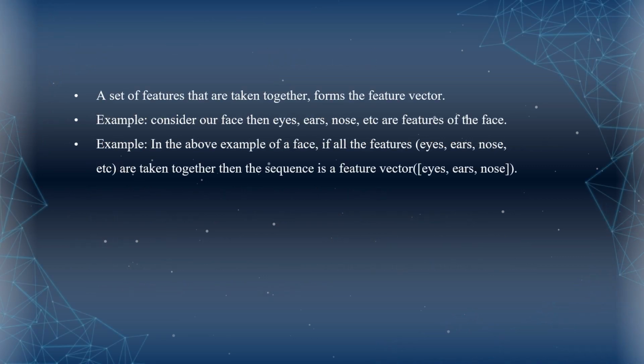A set of features that are taken together forms the feature vector. For example, when we consider our face, the eyes, ears, nose, etc. are the features of the face. So when all these features are taken together in a sequence, it forms a feature vector. That is, when we take the eyes, ears, nose together, it forms a feature vector. This feature vector allows us to identify or differentiate each individual's face. Each individual's face is different from each other based on this feature vector.